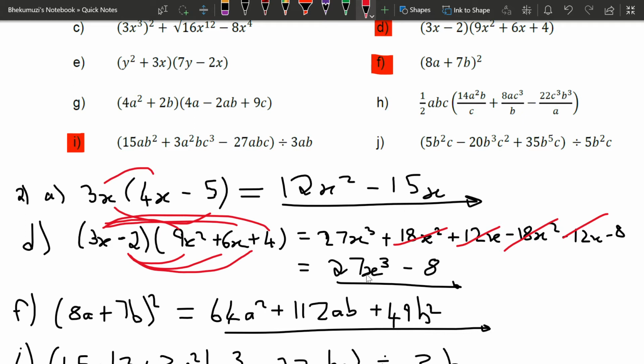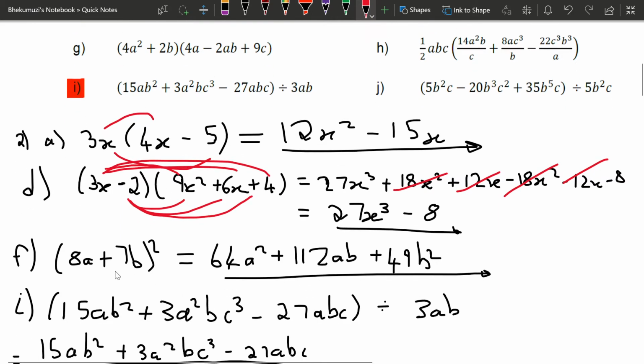And you have x to the power 3. And that's why we call it cubic factorization. If you used cubic factorization, then this would be its factorized form, where it's 3x minus 2, 9x squared plus 6x plus 4. Okay. And then we have another one where it's f, where we have (8a plus 7b) to the power 2.